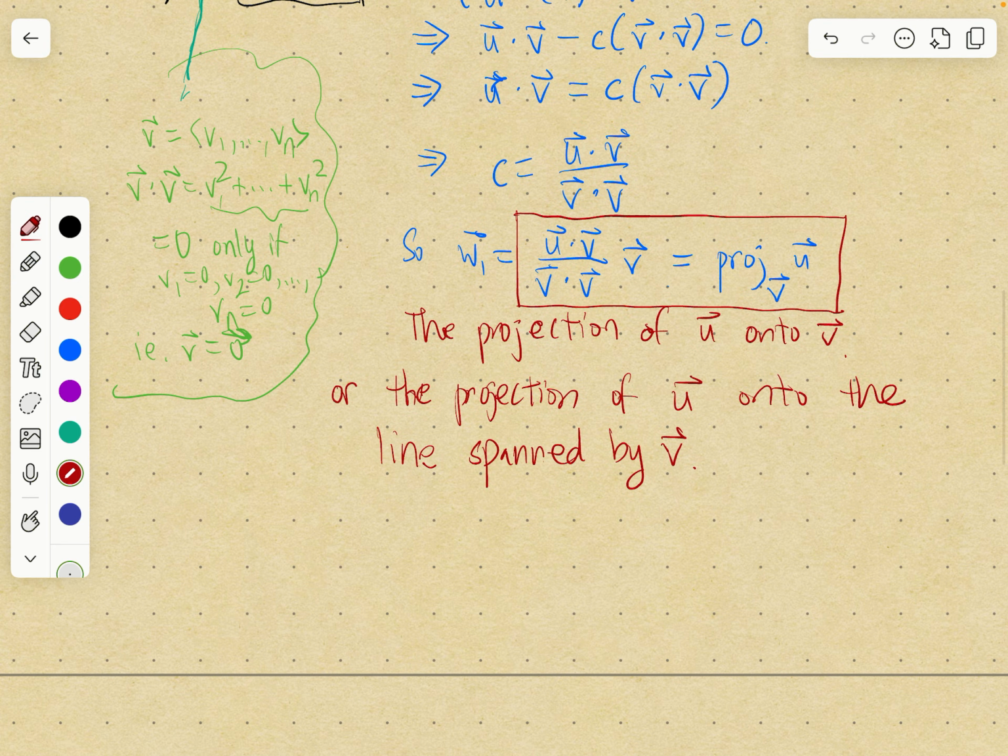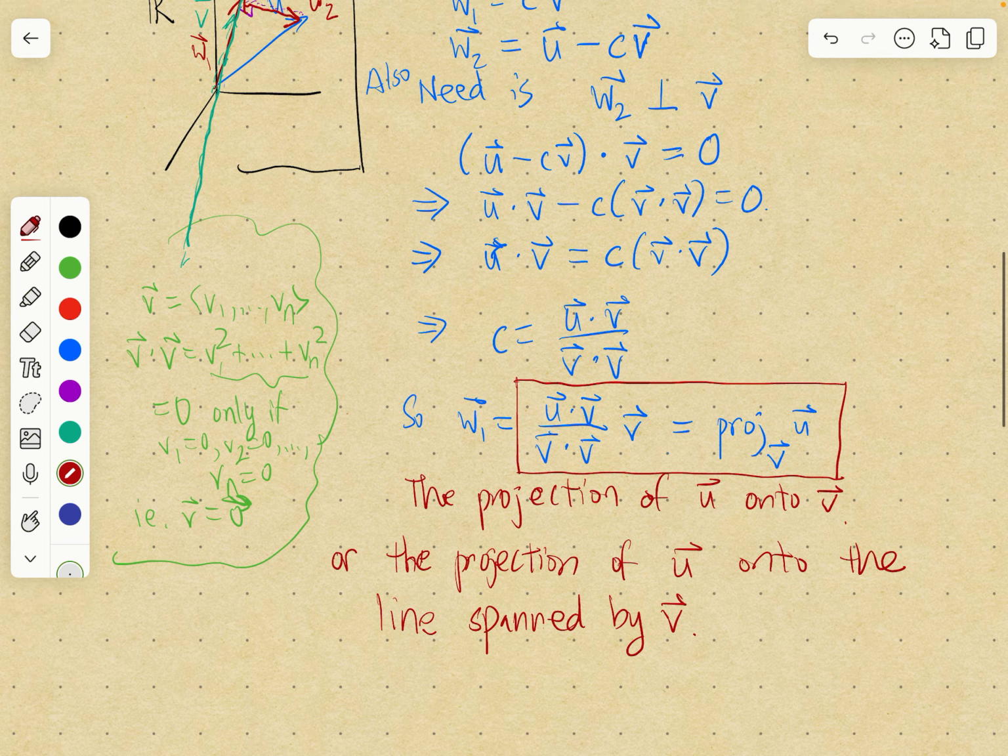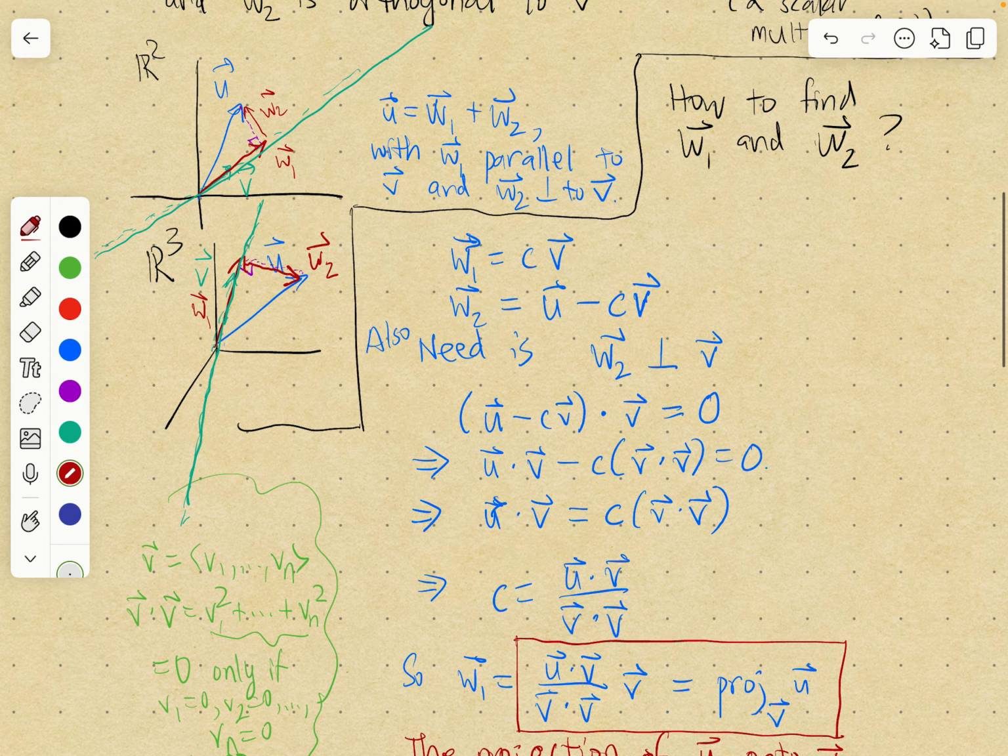We found the formula for it, but we actually have a notion of the projection of a vector onto a subspace, a general subspace. The line spanned by V is a one-dimensional subspace. But if you have a bunch of vectors, V1 through Vk, that will span some subspace of Rn, and it makes sense to talk about the projection of U onto that subspace. So what we're talking about today is the special case when that subspace is a line through the origin. I mean, all the subspaces go through the origin.